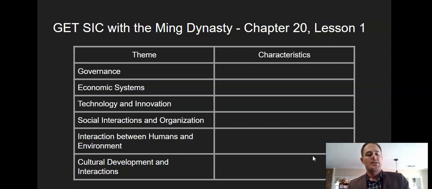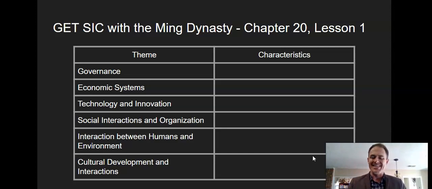But before we do that, let's review how we do a GET SICK chart. Remember, it is a way for us to organize an enormous amount of information, which in world history, we often are confronted with. We're not always sure what to do with it, how to make sense of it. So this GET SICK chart helps us analyze a topic, and in this case we're analyzing the Ming Dynasty.